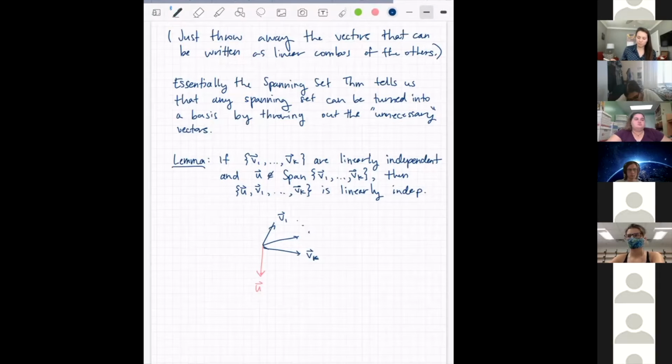Okay. So like I said, we're not going to prove this, but if you want to, you can try to prove this yourself. So you'll want to work from the definition of linear independence.